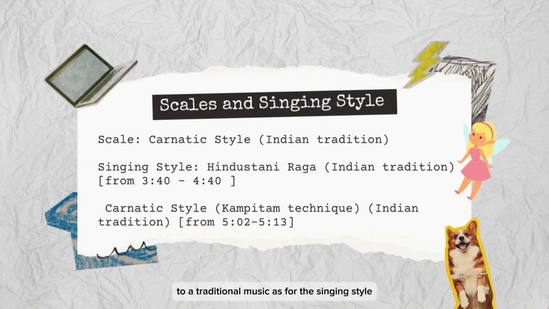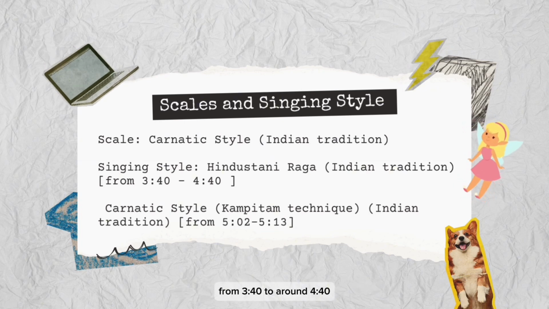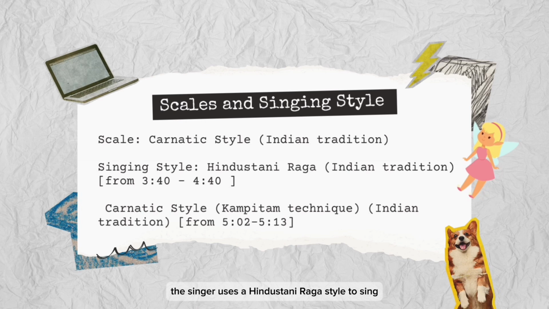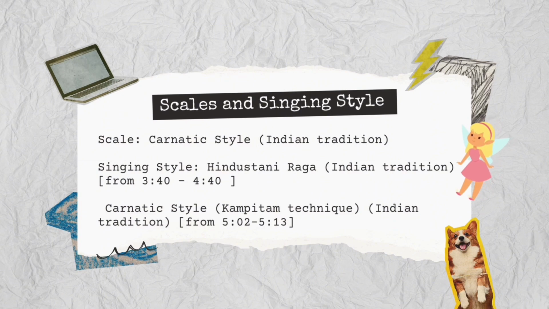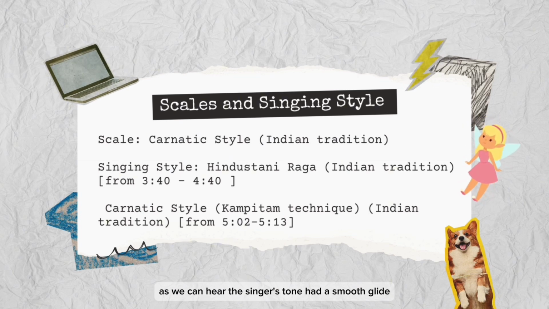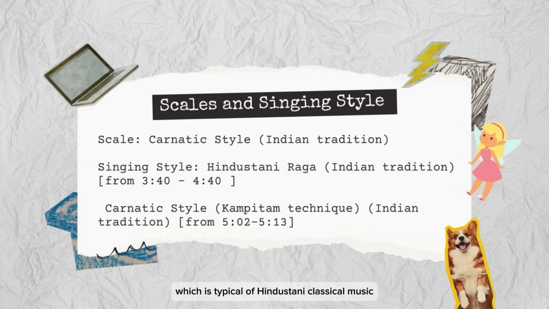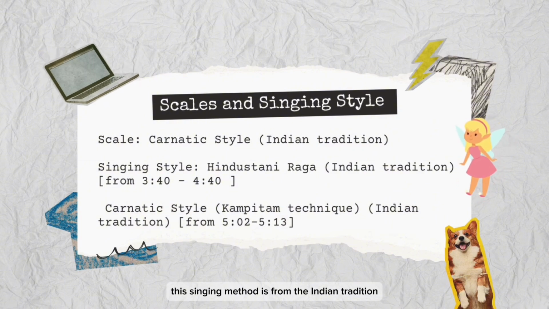As for the singing style, from 3 minutes 40 seconds to around 4 minutes 40 seconds, the singer uses a Hindustani raga style to sing. As we can hear, the singer's tone had a smooth glide, which is typical of Hindustani classical music. This singing method is from the Indian tradition.